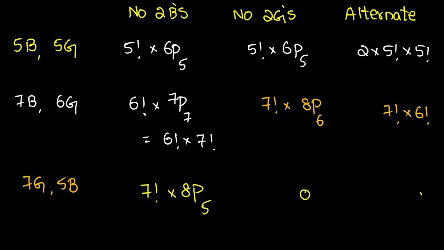This is 0, this is 0. Why no two girls together is 0 is when you arrange 5 boys, 5 factorial, 6 slots only available. But I need to arrange 7 girls in 6 slots, not possible. When both are possible, then only alternate is possible. Alternate means no two boys together and no two girls together. One among this is not possible means then automatically alternate not possible.